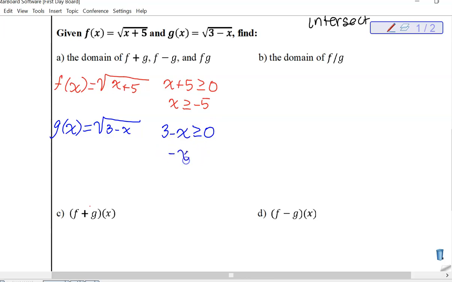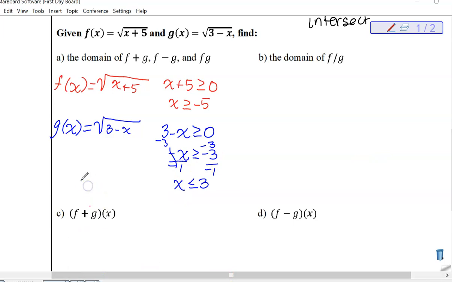So that's -x is greater than or equal to -3, because we'll subtract 3 from both sides. Then we'll divide by -1, and we get x is less than or equal to 3, because when we divide by a negative, we have to reverse our inequality. So let's talk about our domain.